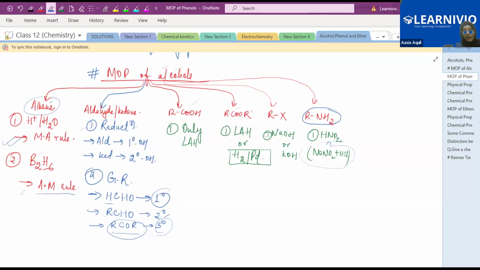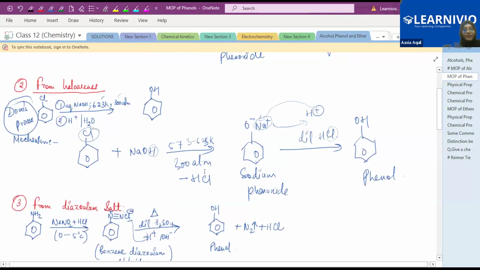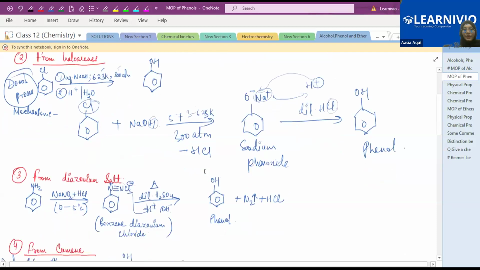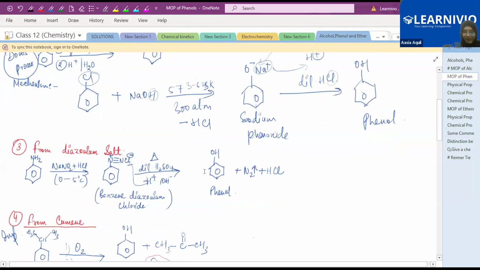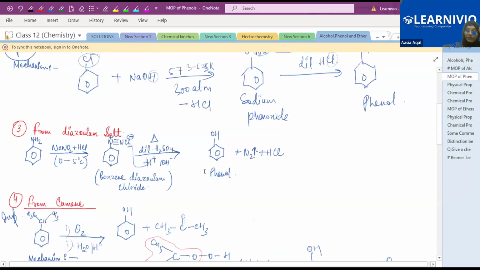So basically, these are the methods of preparation of alcohols. Now, for the methods of preparation of phenols, there are not many methods. The first method is from benzene sulfonic acid. The second is from haloarenes by the Dow process. The third is from diazonium salt, benzene diazonium salt, and the fourth one is cumene. So please revise the notes and practice.